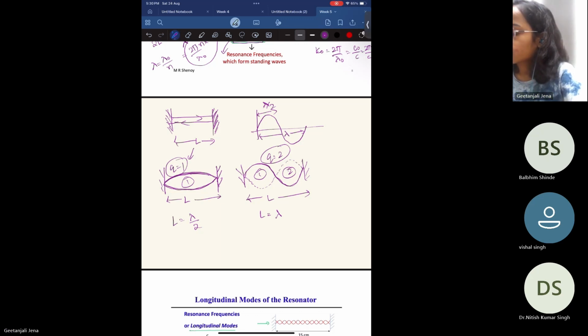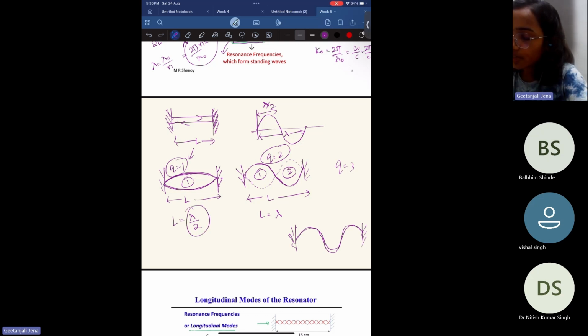You can understand in this way what q is exactly in this system. For q equal to 3, the ray confinement picture will be this way. For the first lobe it is lambda by 2. For the second it is lambda by 2 plus lambda by 2, which is lambda. And for the third it is lambda by 2 plus lambda by 2 plus lambda by 2, that is 3 lambda by 2. And this is the reflected part.